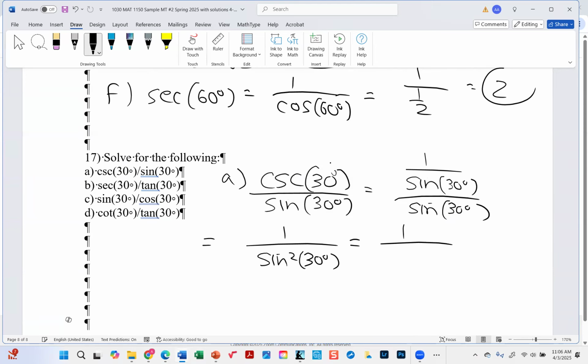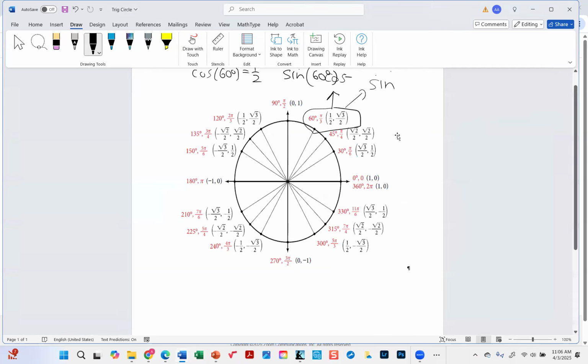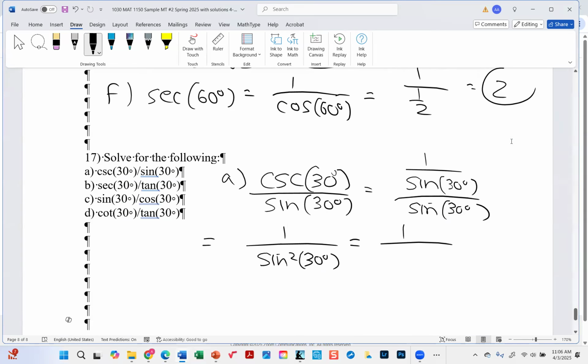Now, sine 30 is 1/2. Okay. So this one ends up being 4. Okay. And that's a nice round number.